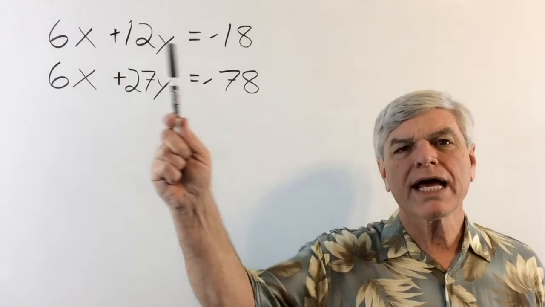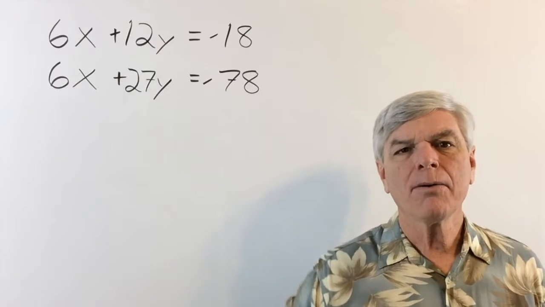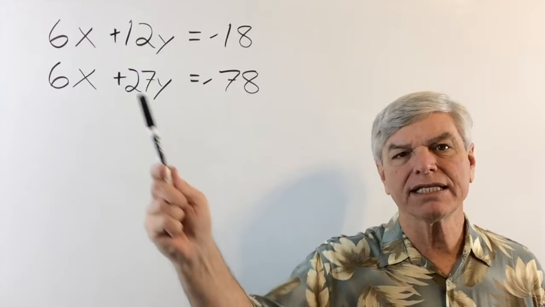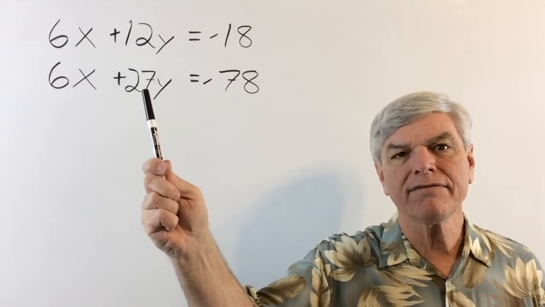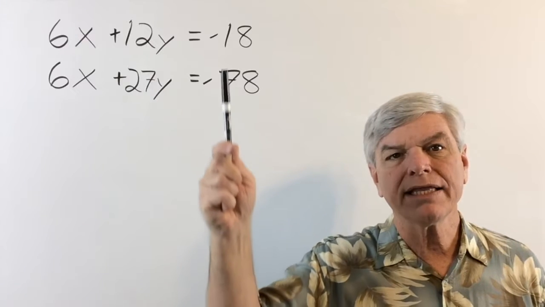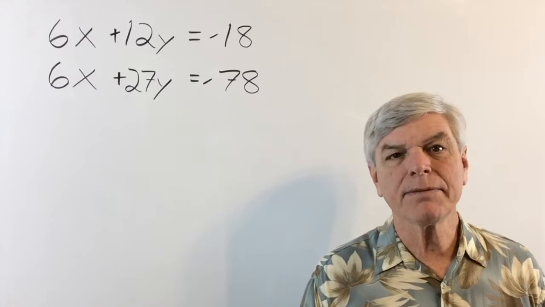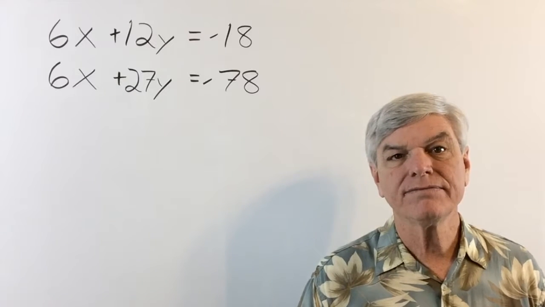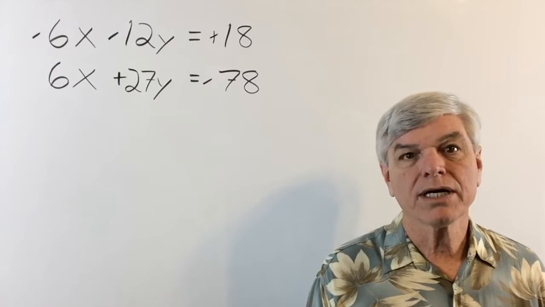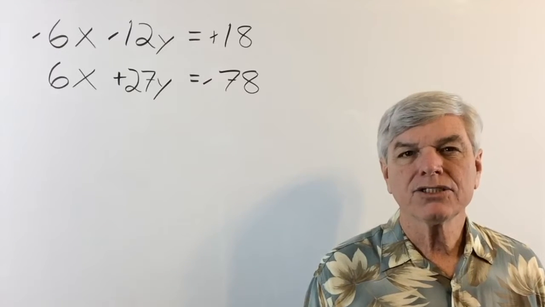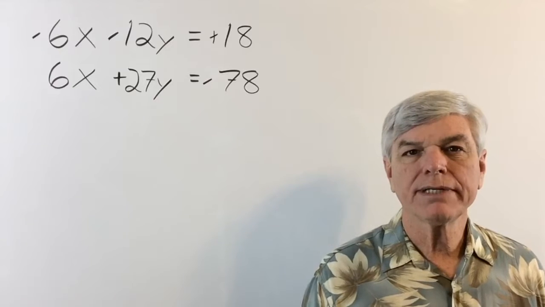So let's multiply everything up here by negative 1. That means we're going to change the sign of everything. The 6x is going to be negative. The 12y is going to be negative. And the 18 is going to be positive. Because it's negative right now, it's going to be positive. Okay, so we're going to bring all that down. But this got a little complicated, so why don't we bring it down one term at a time.